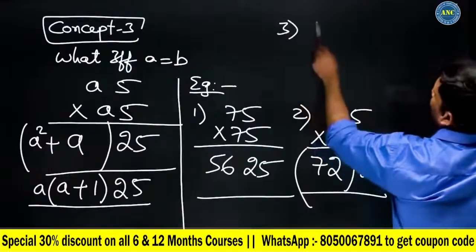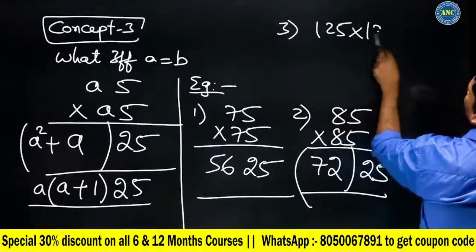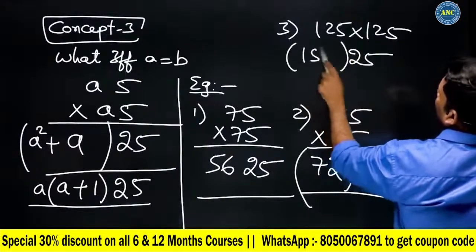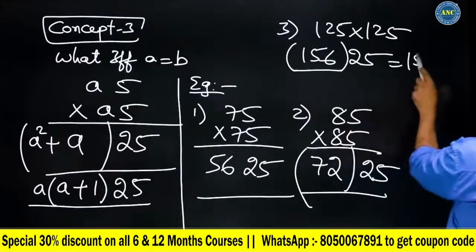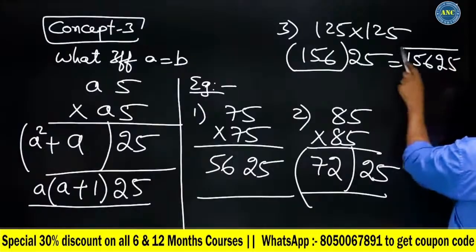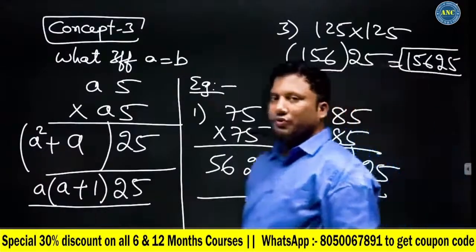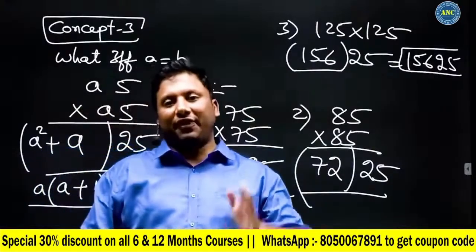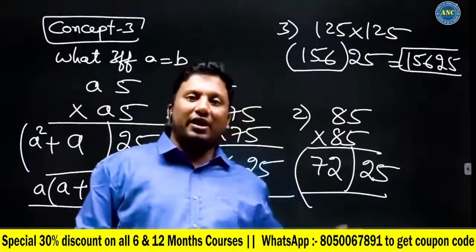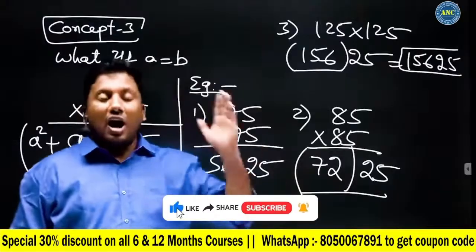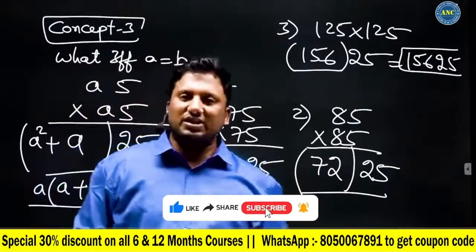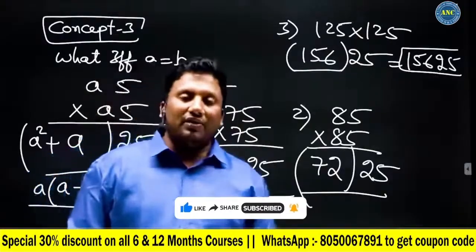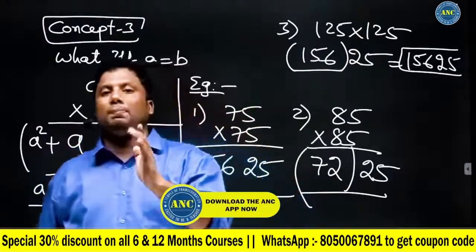Third one. 125 into 125. Even 5 into even 5, 25. 12 into 13, 156. Answer is 15625. What we discussed: concept 1, last 2 digits will be 25 if it is odd 5 into odd 5 or even 5 into even 5. Odd 5 into even 5, last 2 digits will be 75. Concept 2, A5 into B5 will be A into B plus A plus B by 2.